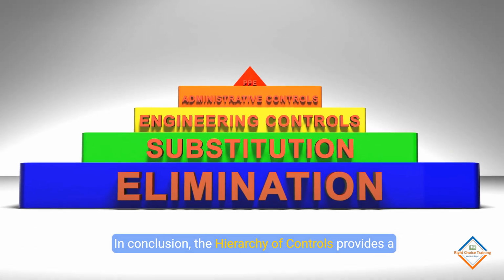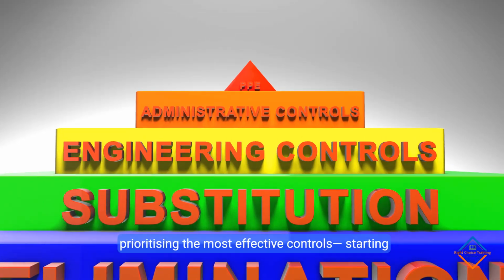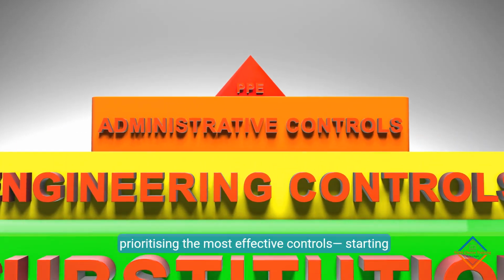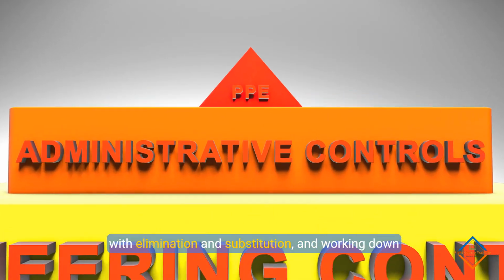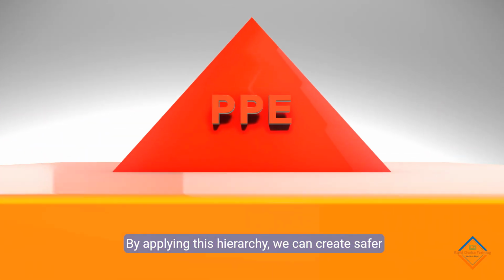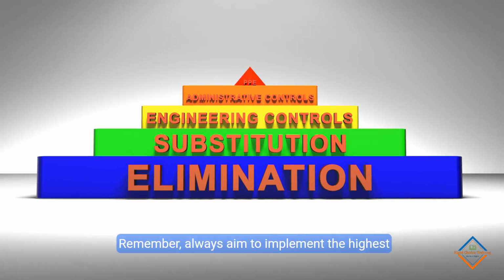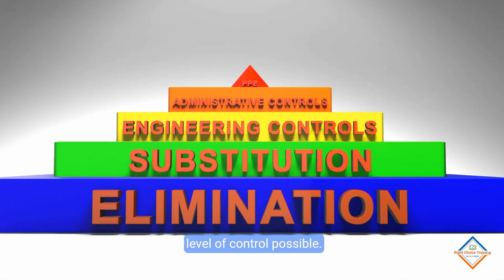In conclusion, the hierarchy of controls provides a structured way to manage workplace hazards by prioritizing the most effective controls, starting with elimination and substitution and working down to PPE. By applying this hierarchy, we can create safer work environments and meet the standards of the WHS Act. Remember, always aim to implement the highest level of control possible.